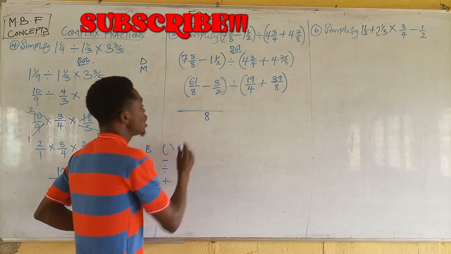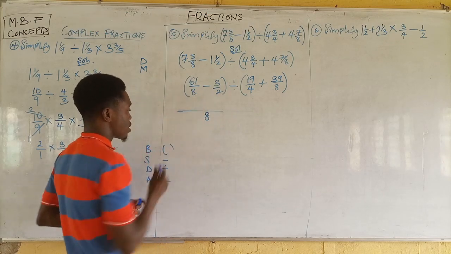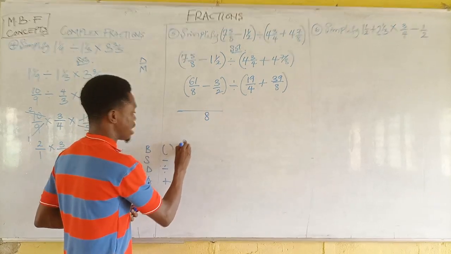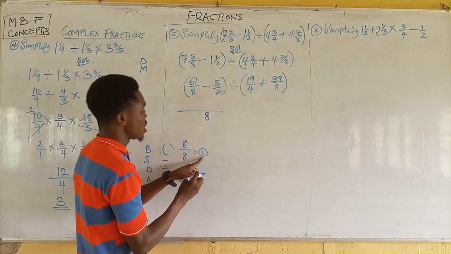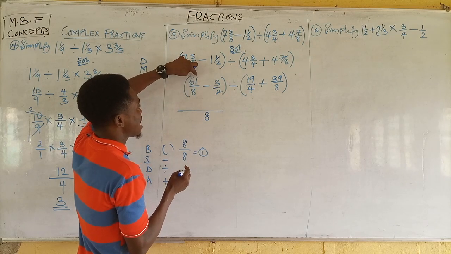Now 8 divided by 8. Already you know how to divide this. So you put down the new denominator divided by the first denominator, which will give us 1. And what do we do with this 1? We use it to multiply the existing numerator.